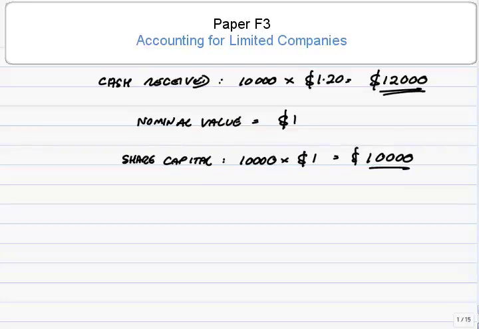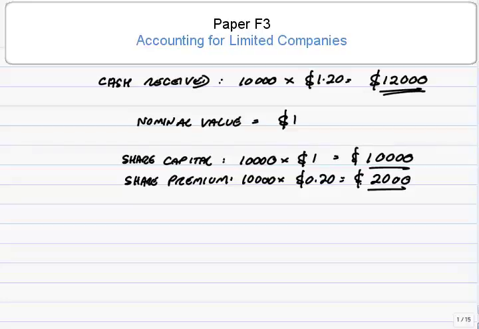The extra, though, that they've paid, in this case an extra 20 cents a share, we call share premium. And so the share premium, again, you've 10,000 shares. On each share, they paid an extra 20 cents, so 2,000. There's 12,000 in total, but 10,000 is called share capital. The other 2,000 is called share premium.